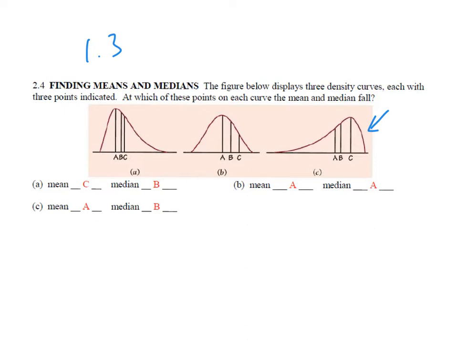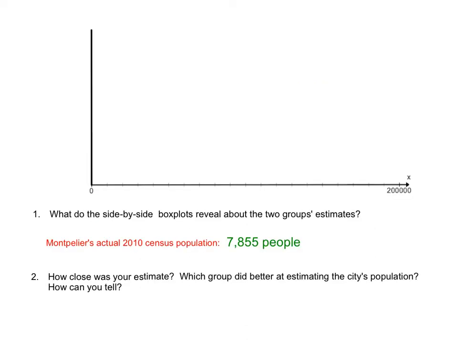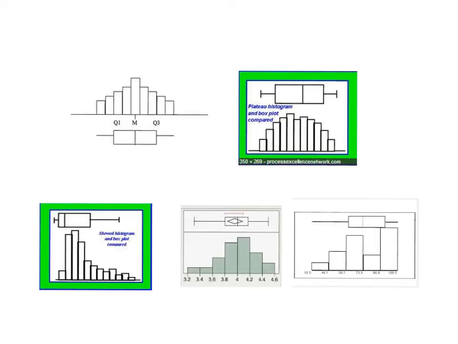If it's symmetric, then they're both going to be right in the middle, about the same thing. With the left skew, I can tell it's A for the mean, B for the median, because that mean is going to get pulled down more. This is an activity that we may do in class. I don't have the data for you right now, so we'll have to skip over it.